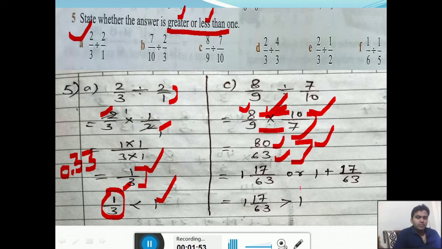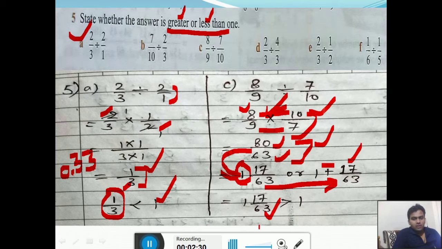An improper fraction is always greater than 1. How? Because this improper fraction we can change into a mixed fraction. And how do we read this mixed fraction? 1 complete 17 upon 63, and here 1 is the whole number. This we can also write as 1 plus 17 upon 63. So 1 plus means greater than 1. So this fraction is greater than 1.